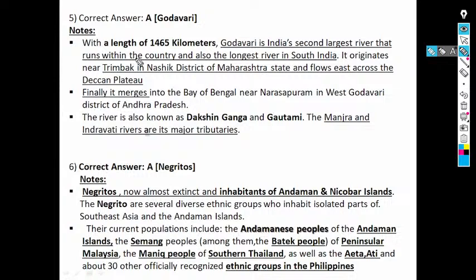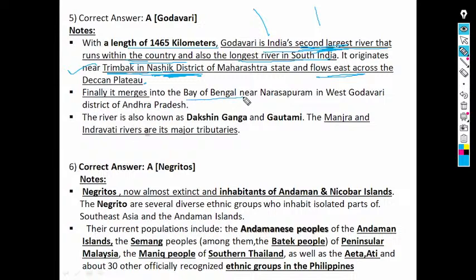With a length of 1465 km, Godavari is India's second largest river. Second largest means in terms of length, among rivers that run within the country, and also the longest river in South India. It originates near Trayambak in Nasik district of Maharashtra state, and flows east across the Deccan Plateau.